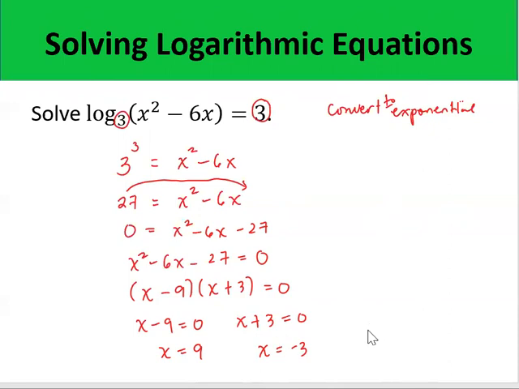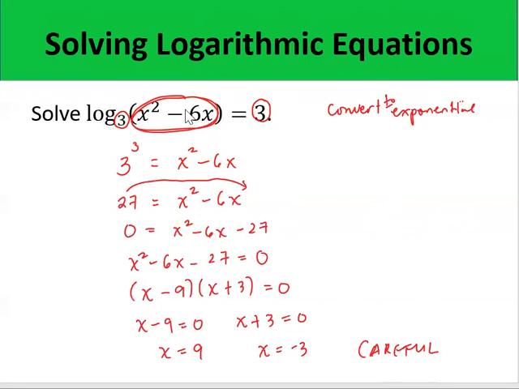However, we have to be careful whenever we're dealing with logarithmic equations, because we know from the discussion of the logarithmic functions that the domain of the logarithmic function must be all real numbers that are positive, or whenever the parameter is greater than 0, because we cannot have a logarithm of a negative number.